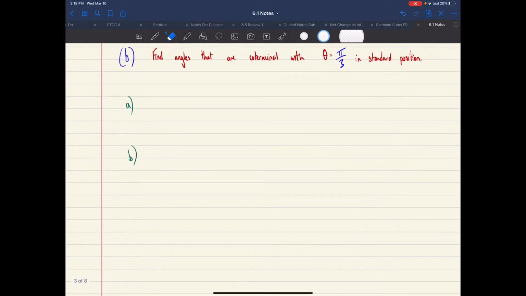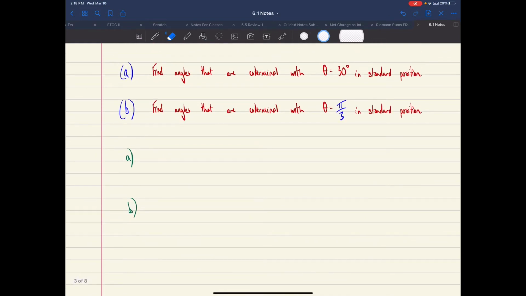We're going to find some angles that are coterminal with 30 degrees in standard position. We're just adding or subtracting multiples of 360. If we take 30 and add 360, we get 390. That is an angle that is coterminal with 30 degrees. We could add 2 times 360, 5 times 360. We could also subtract those numbers and come up with other angles like that.